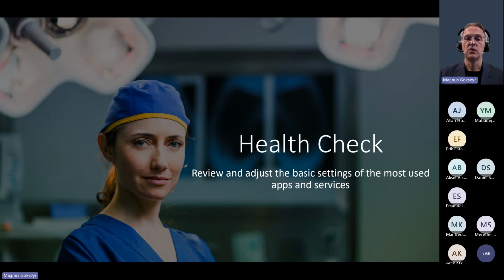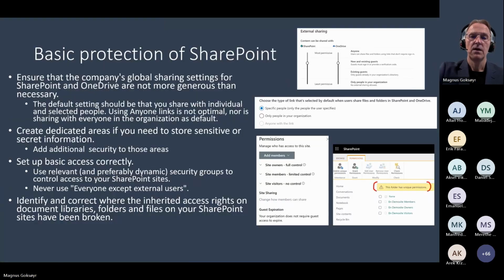So let's now take a look at the most basic things you can do when it comes to securing the applications we use the most. When it comes to basic protection of SharePoint, you should make sure that you don't overshare the information you store on SharePoint. And you also need to ensure that the company's global sharing settings for SharePoint and OneDrive are not more generous than necessary. So the default setting should be that you share with individuals and selected people. Using Anyone links is not optimal, nor is sharing with everyone in the organization as default.